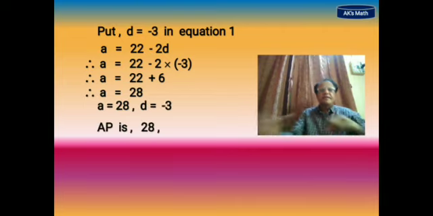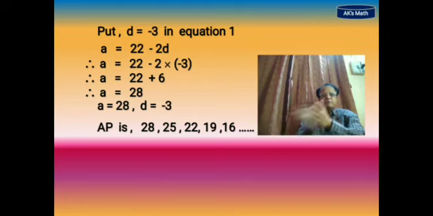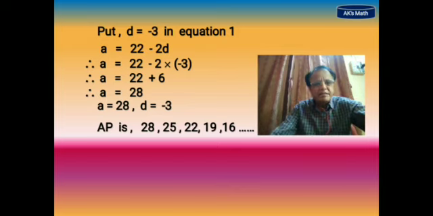AP is now 28, 25, 22, 19, 16. How to find this one, this last line? अरे A की कीमत 25 है, उसमें से 3 माइनस करो. D is negative. So 3 माइनस करो, 25 मिल जाएगा. 25 में से 3 माइनस करो, 22 मिल जाएगा. 22 में से 3 माइनस करो, 19 मिल जाएगा. So easily you can write so many terms that you want. And by this way, you can arrange the AP which is asked.